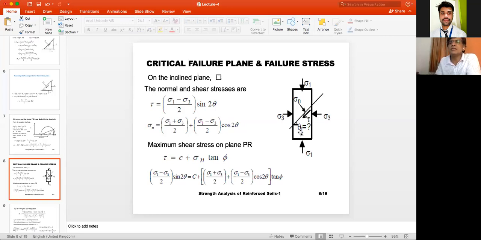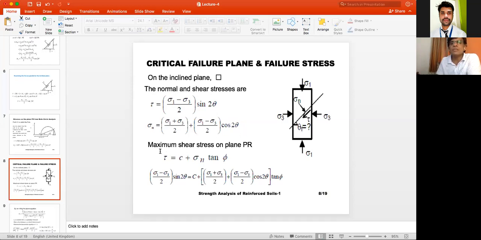Going to be failing. I have designated F for the failure. It makes the angle theta with respect to the major principal plane, and this is called the failure angle. From these, the shear stress tau is equal to sigma 1 minus sigma 3 by 2 sine 2 theta, and the normal stress is equal to sigma 1 plus sigma 3 by 2 plus sigma 1 minus sigma 3 by 2 cos 2 theta.